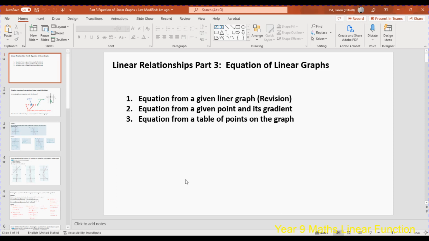All right, so what we're going to learn today is linear relations, part 3. So you should have a handout with you. That should be the latest handout. We're going to learn the equation for a given linear graph and the equation from a given point and its gradient. Then I will do the next part tomorrow. That will be another video then.